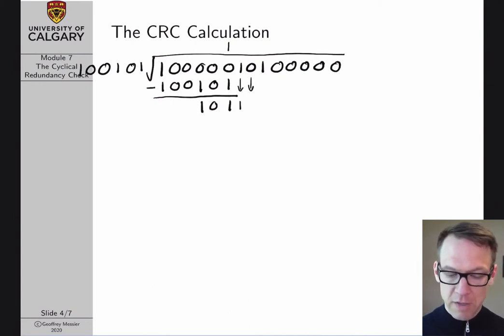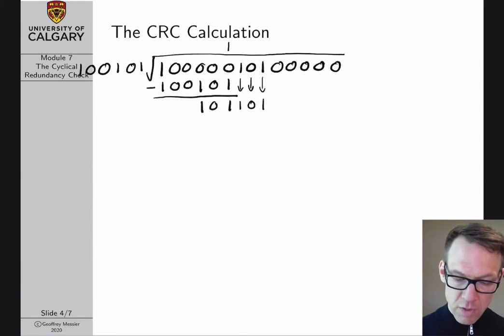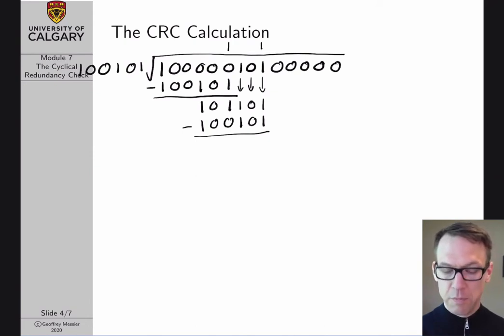I'm going to pull down 3 bits: 0, 1. And then I'm going to line up our divisor: 1, 0, 0, 1, 0, 1. And I'm going to put a 1 up in our quotient over top of the least significant bit in our divisor.